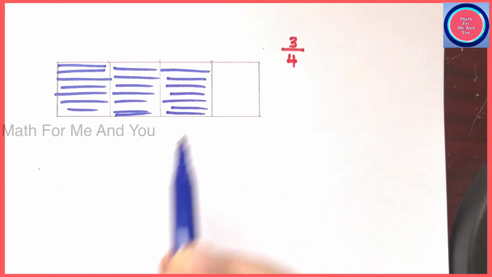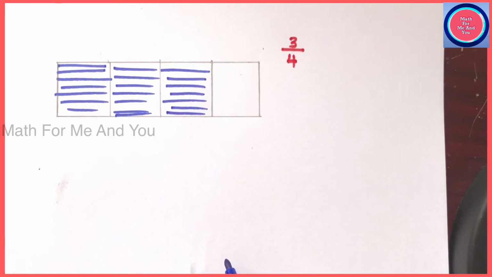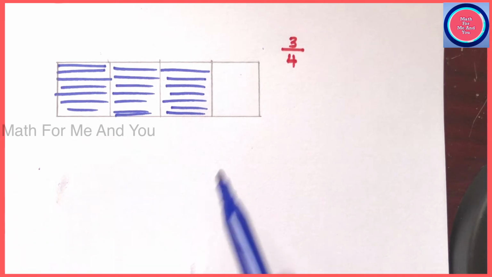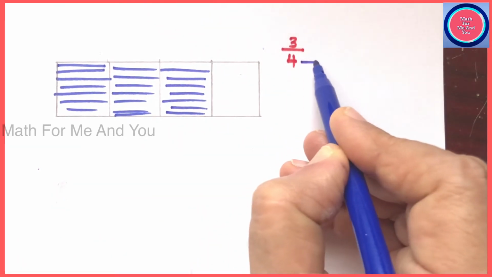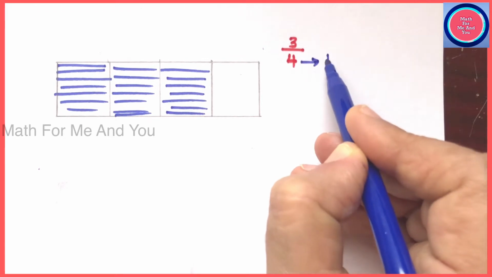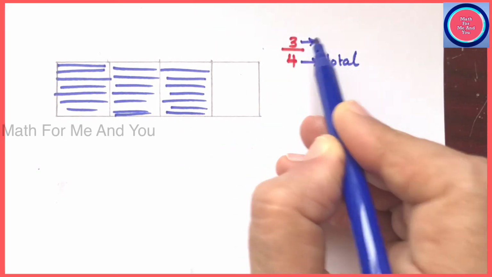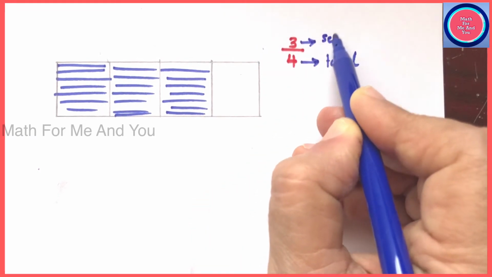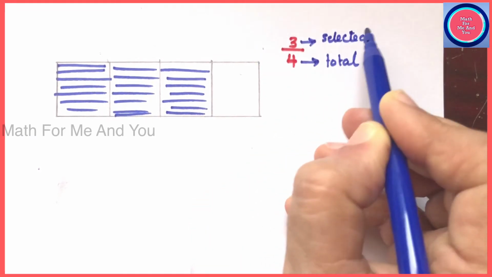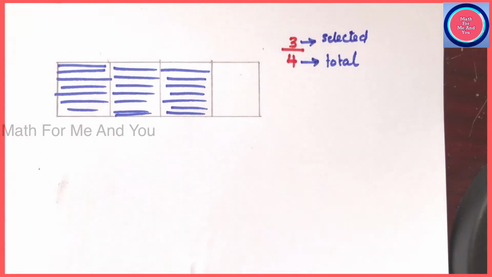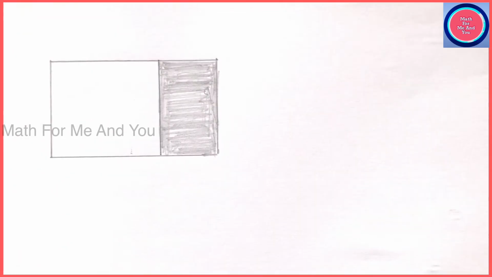Cut into 4 parts, 4 equal parts, that is the down number. How many are we shading? That is the up number. So the down number gives the total number of equal parts, and the above number gives the idea of how many are shaded or selected. And in every picture, it is not completely shaded, only a part of it is shaded.